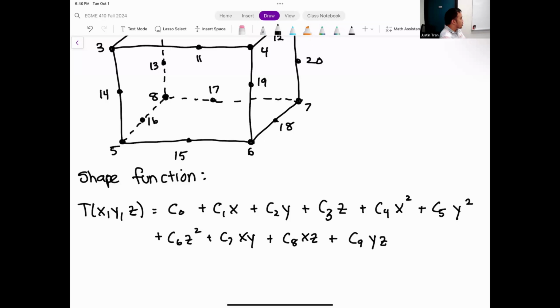Then we have all of our first order cross terms. And so that's C7xy, C8xz, C9yz. Okay.